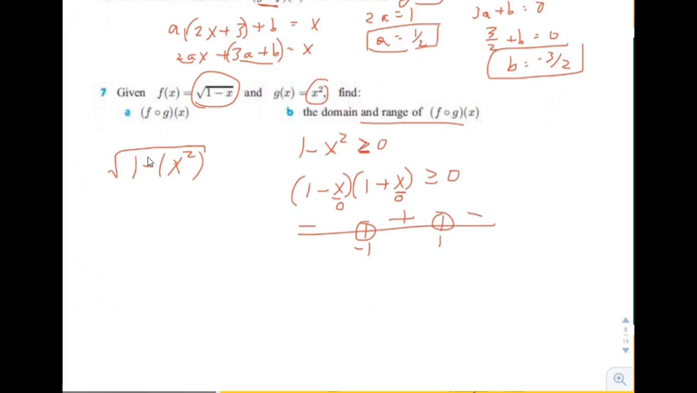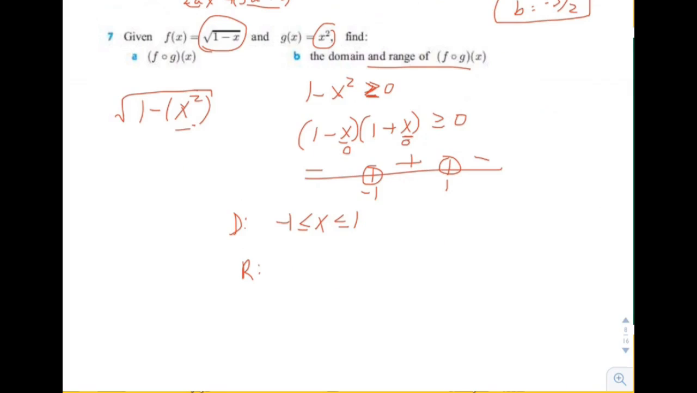So the answer to what is the domain of f follows g would be x is between negative 1 and 1. It doesn't include negative 1 and 1, because then it would be, oh wait, it can be 0. Look, it can be greater than or equal to 0. So we can include negative 1 and 1 also. Let's look at the range.